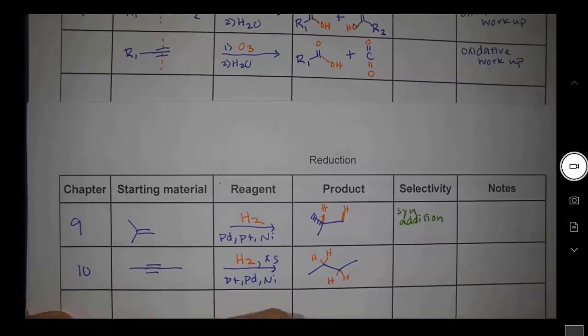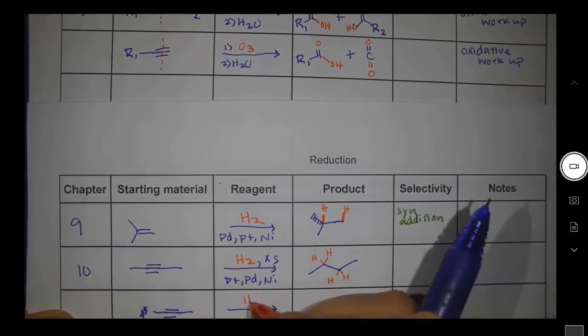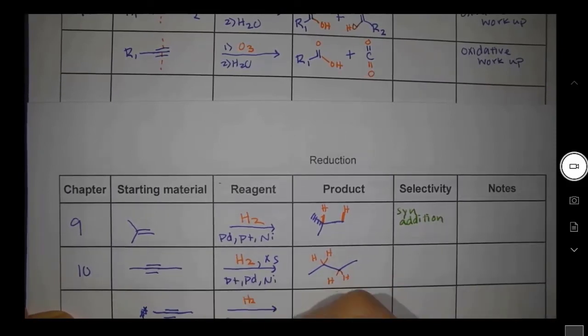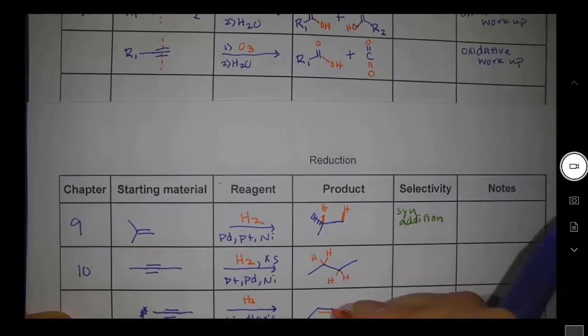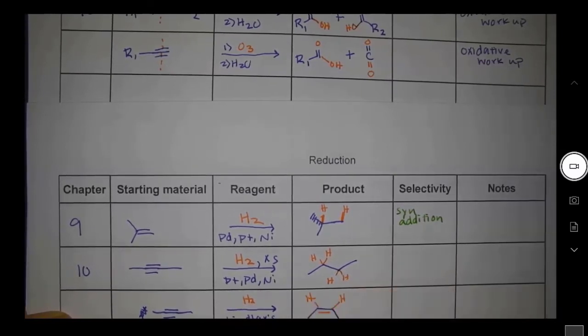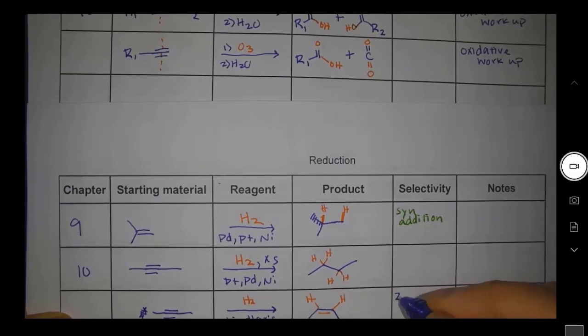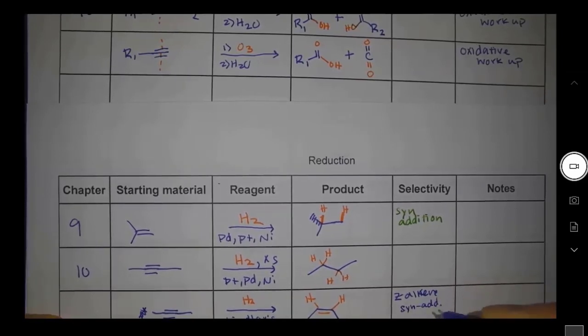If you want to stop at the double bond and get the Z alkene, we would use H2, but add Lindlar's catalyst, which is a poison, and it will stop the reaction at the double bond. And that gives you the Z alkene. So it's still a syn addition.